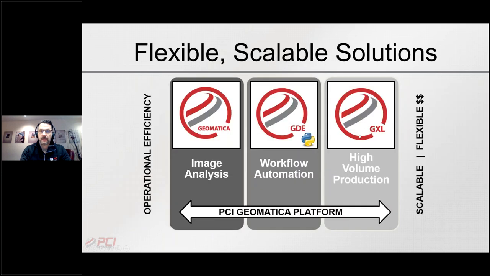So just a few quick words about PCI. PCI Geomatics is a company that has been developing advanced image processing software for over 37 years now. So we are a Canadian company and proud to be so. And we have developed what we consider to be a platform, upon which you can build applications. On the left, you see our desktop image processing package, which is Geomatica, which is primarily what we'll be showing you today. And it can be used to process smaller numbers of data, but it can also be automated through the use of Python.